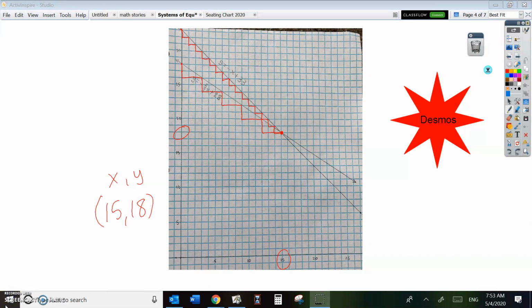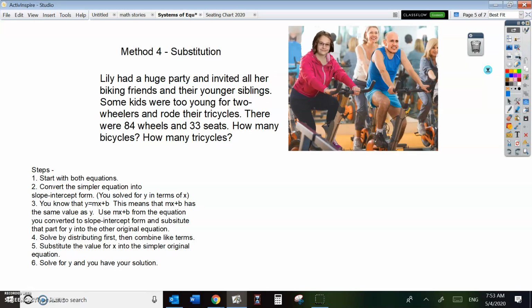So you can draw a picture, you can do guess and check, you can do graphing, you can also do substitution. For substitution, you start with both equations, x plus y equals 33, and then 2x plus 3y equals 84. Then you convert the simpler equation into slope-intercept form. So that means subtracting x from both sides. y equals negative x plus 33.